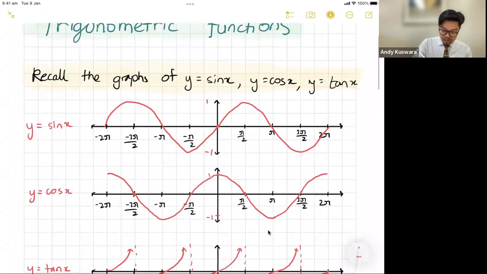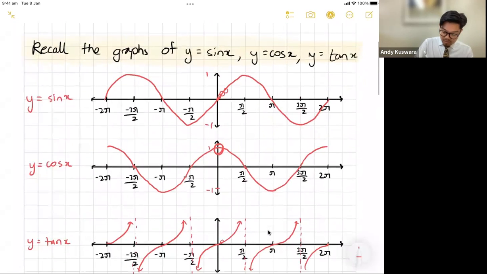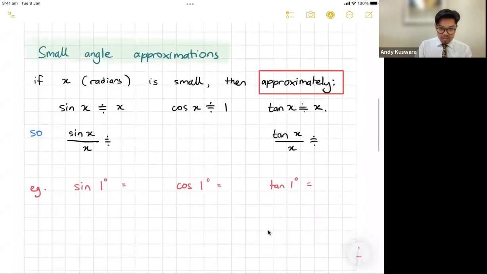But cosine starts at 1. If we go back here, we can see cosine starts at 1. So it makes sense that if it's a little angle, it'll probably be approximately 1. If I start at sine, it'll be approximately small. Same deal with tan, very, very similar. So if it's a small amount, that's what we're expecting.